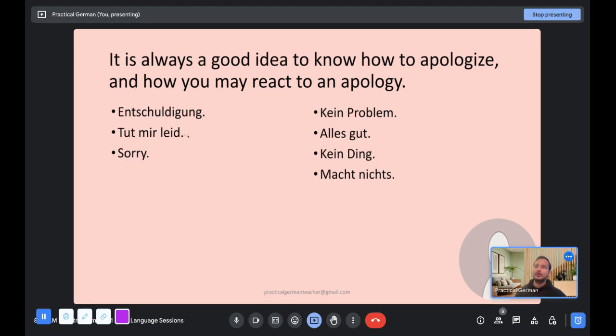Or it need not be used in that context. Let's use a different example. You want some favor from me, and I will say tut mir leid, kann ich nicht helfen. Sorry, I cannot help you. Alles gut. Alles gut here means all good.